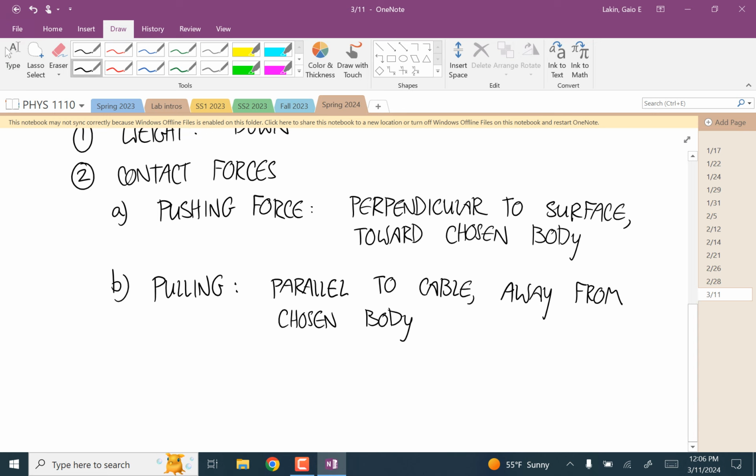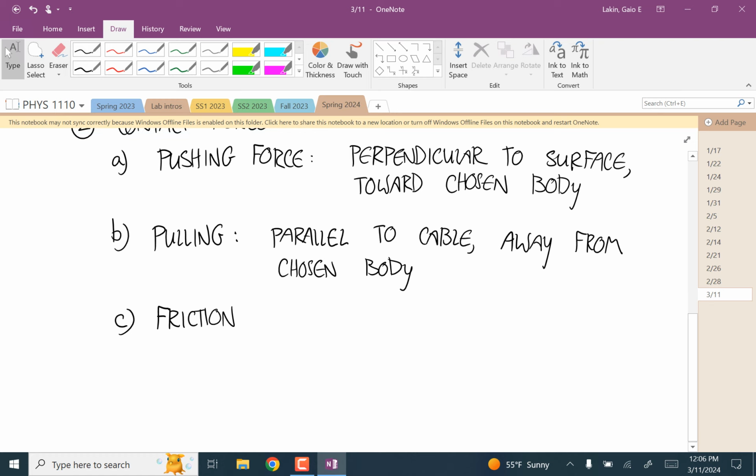And then the last one we still have to talk about is friction. And so we'll get into that today. But before we do, I just want to do an example or two, because it's been a while, showing you how to do what we've done so far.